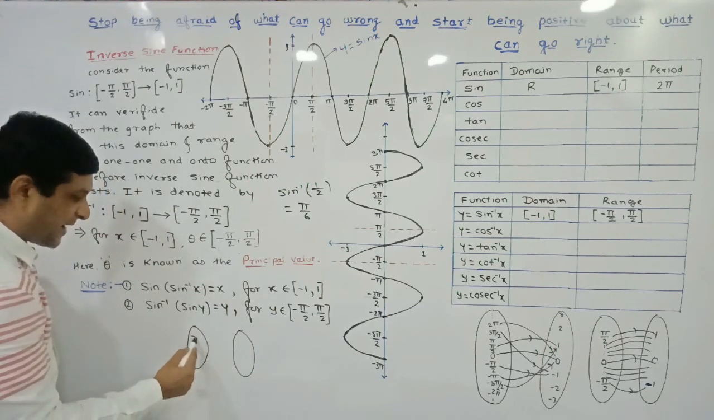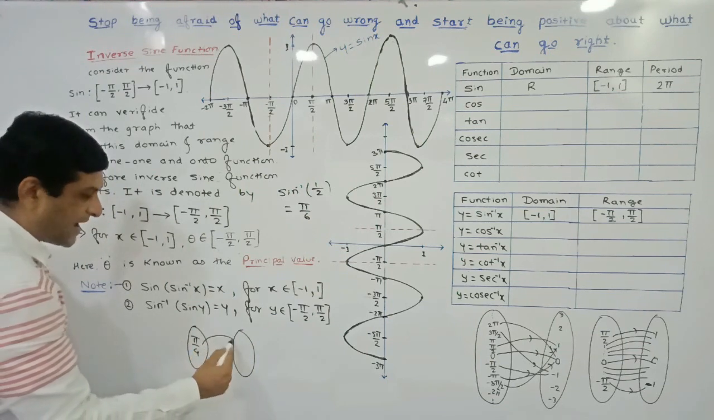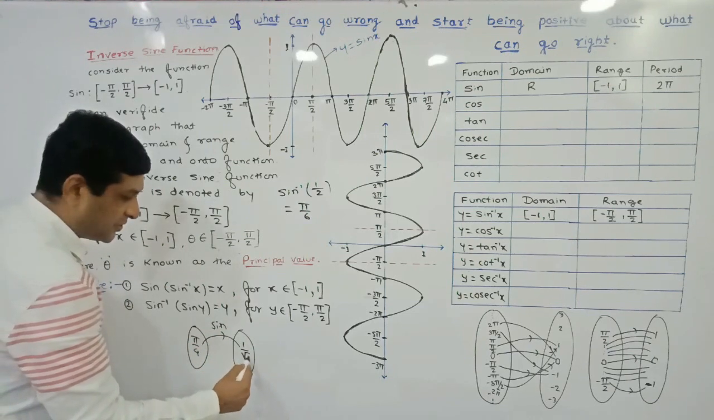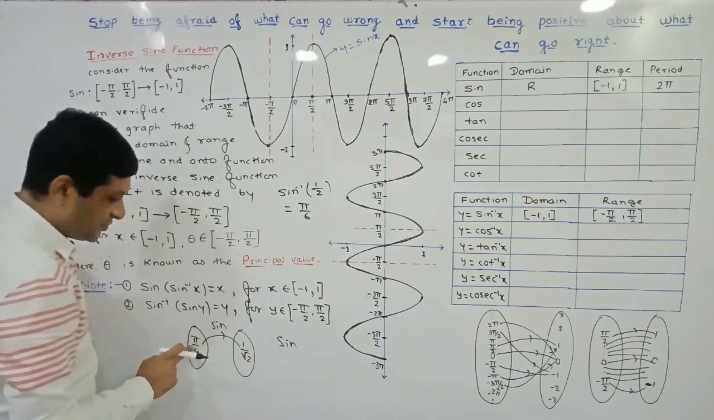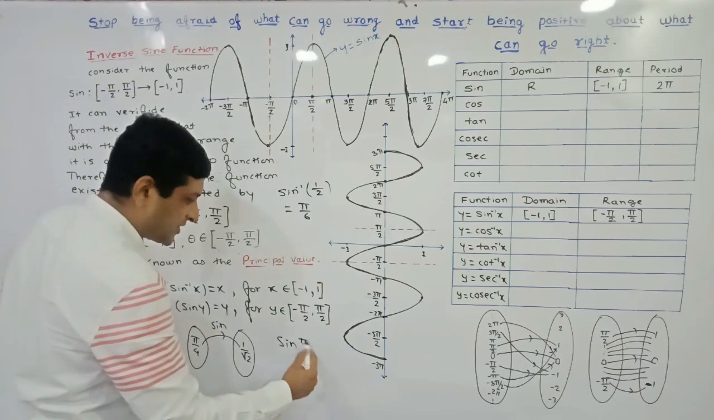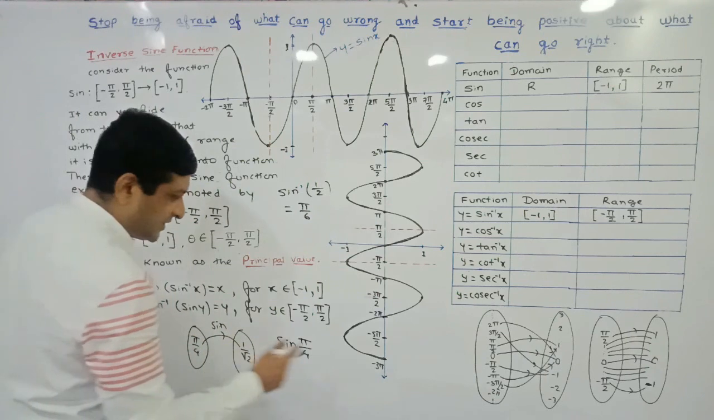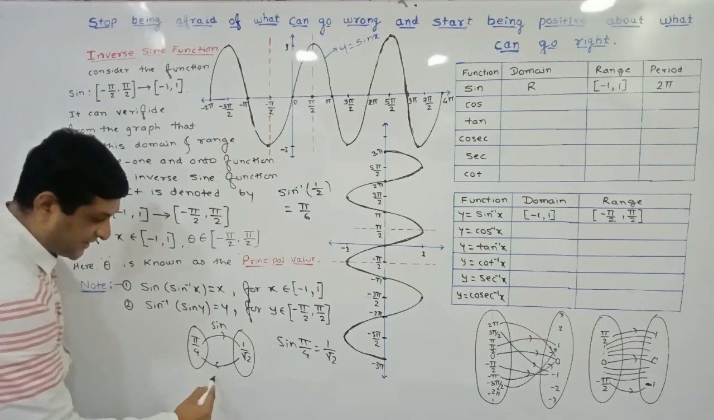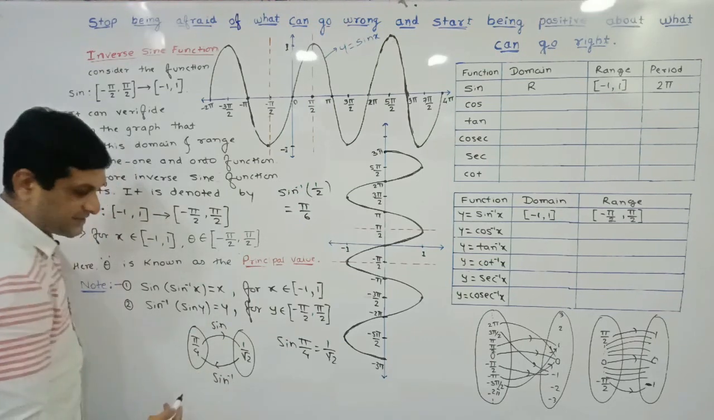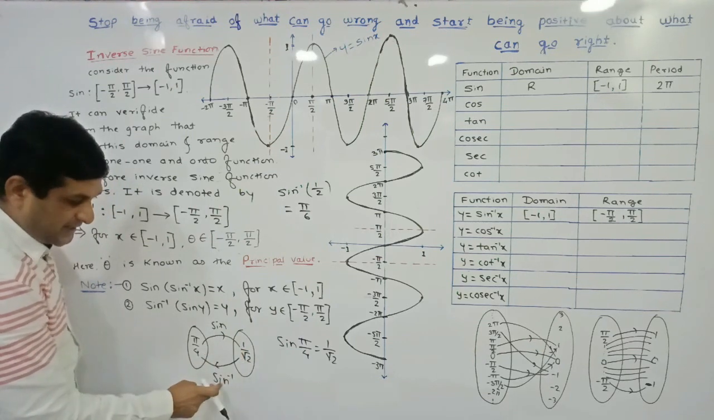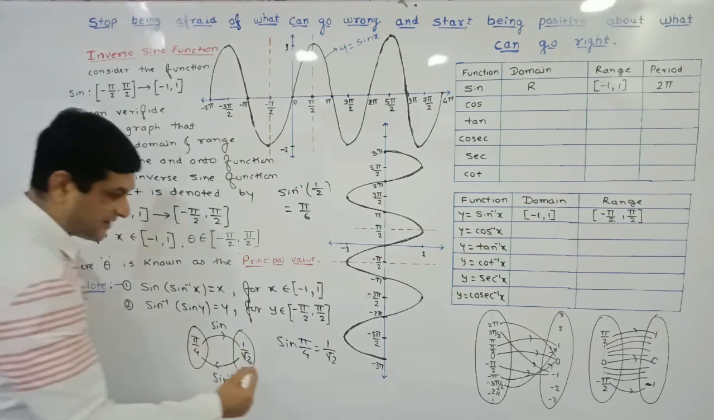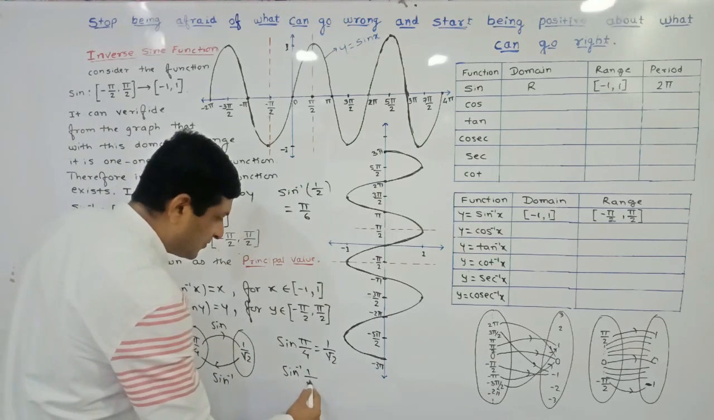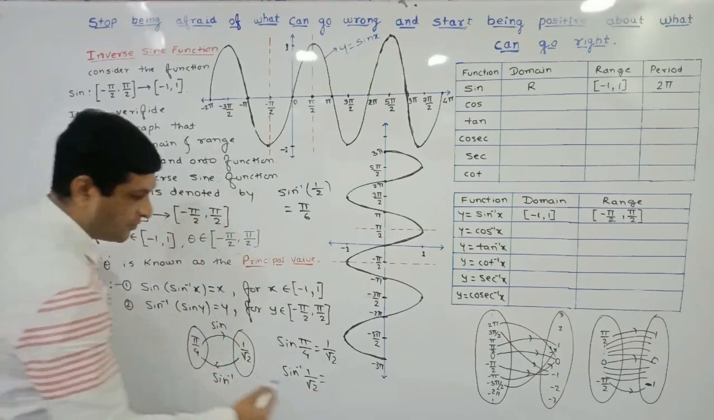So let us consider here pi by 4. What is the image of pi by 4 under the function sine? We know that sine pi by 4 is 1 by root 2. This is the image of pi by 4 under the function sine, denoted by this notation: sine pi by 4 is equal to 1 by root 2. Now the inverse function is denoted by sine inverse. So what is the image of 1 by root 2 under sine inverse? It is pi by 4. Here we can say that sine inverse of 1 by root 2 is equal to pi by 4.